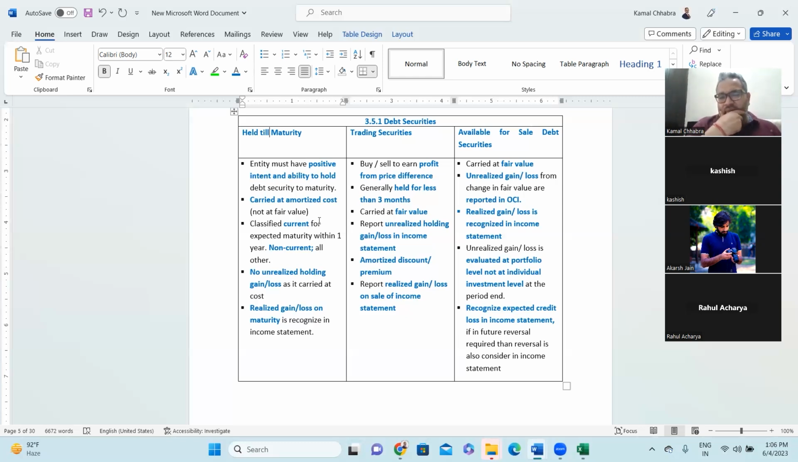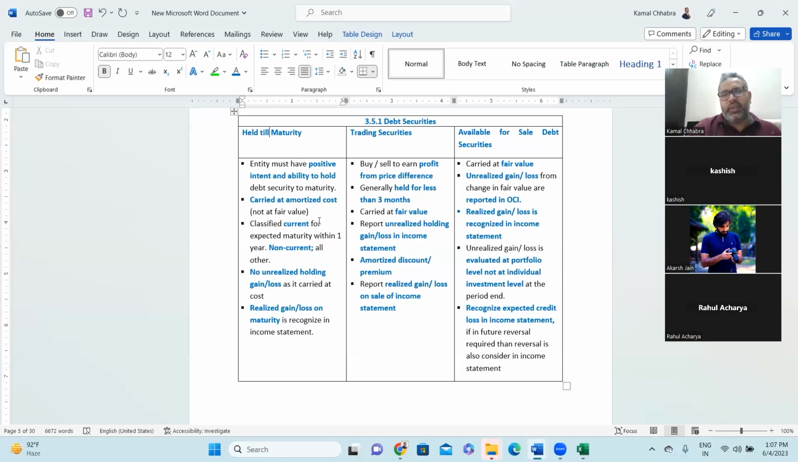Then the second important thing is that it always needs to be carried at fair value. Why not at amortized cost? Why at fair value? Because it happens daily, intraday, so that is why. It's like your inventory. Same way, how do you value inventory? At fair value. This stock also you need to value at fair value because you are keeping it for trading purposes. Fourth is to report unrealized holding gain or loss in the income statement.